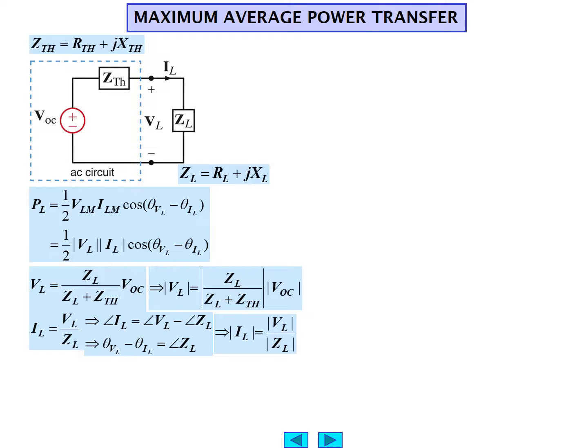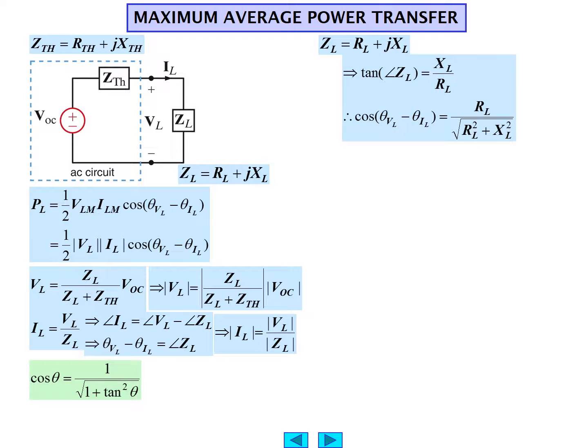I sub L as a magnitude would be V sub L divided by the magnitude of Z sub L. Z sub L is R sub L plus jX sub L. Cosine theta, a trigonometric identity shown in green on the lower left, is 1 over the square root of 1 plus tangent squared theta. That is a trigonometric identity, which we will apply.